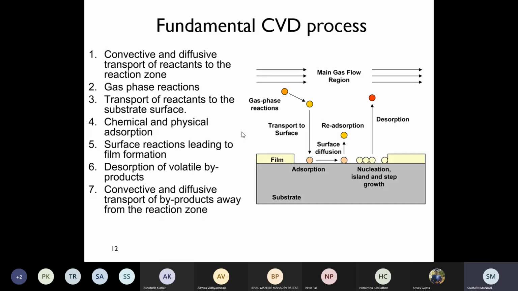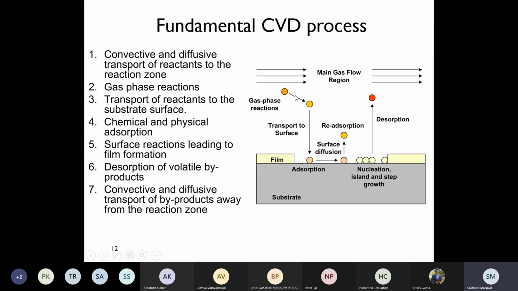Okay, so again you can see this is the fundamental CVD process. In the CVD process, first there is convective and diffusive transport of the reactant to the reaction zone. Then gas phase reaction, which could happen on the surface or in the vicinity of the surface. Then transport of the reactant to the substrate surface, then chemical and physical adsorption.